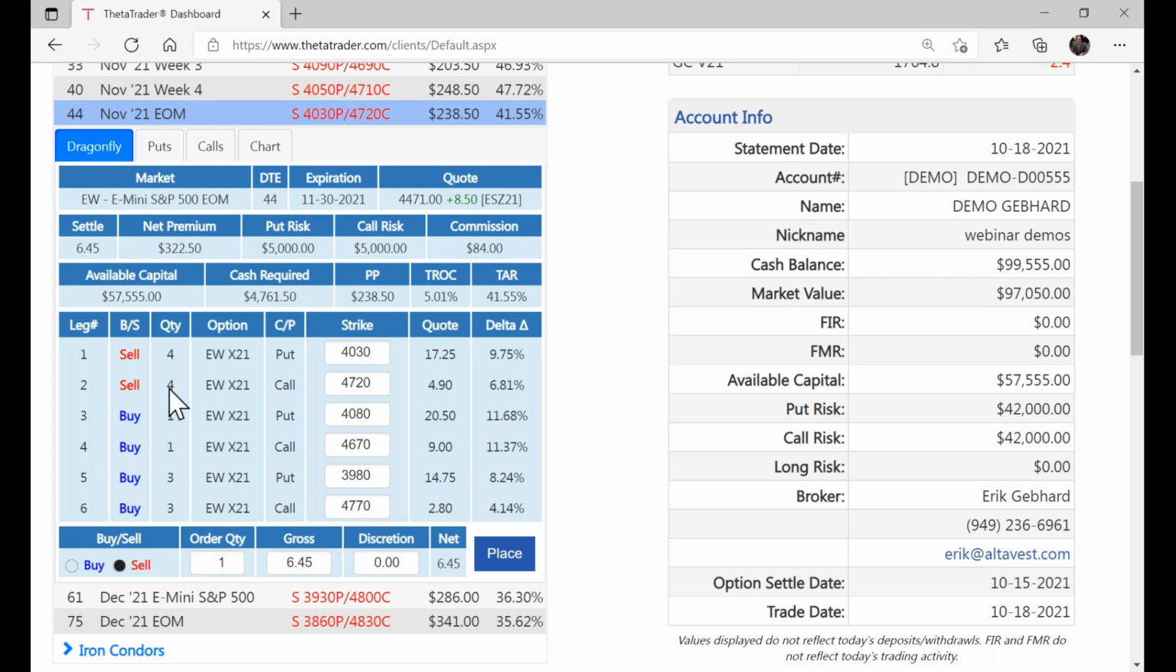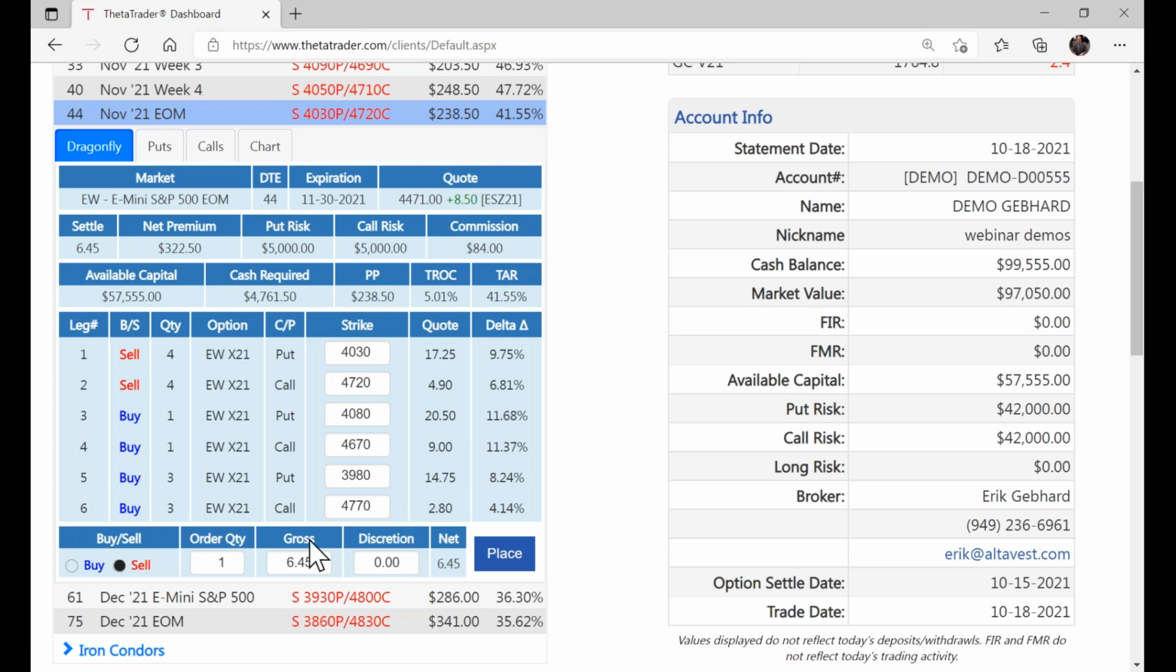And the same thing with these calls, the 4 calls we're selling, the 4720s, the delta 6.81%, so over a 93% probability of these options expiring out of the money. And of course, we do not hold trades through expiration. We always close out the position before the expiration, whether that's for a win or a loss, and we can also automate the trade management as well.